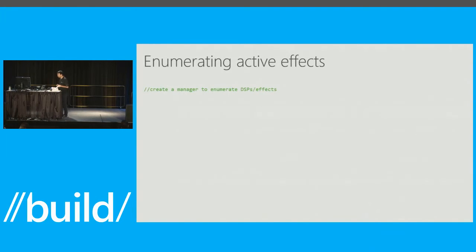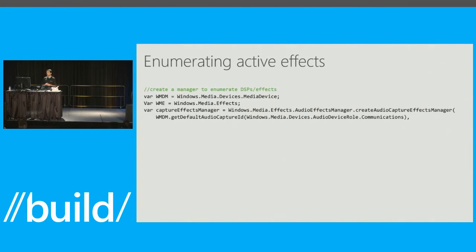Let's see some of these in code. First, I want to define a couple of shorthands. OK, what I want to do is figure out the effects. In order to do that, I create an effects manager. And in this case, I specify an audio device role of communication and get a device that will give me also the effects for that device. And I also specify the default processing because first I want to start understanding what is turned on by default.